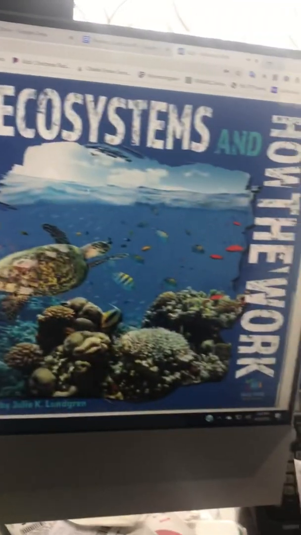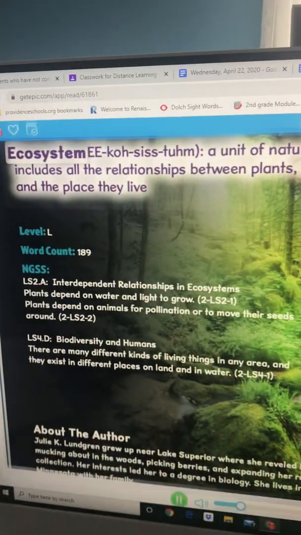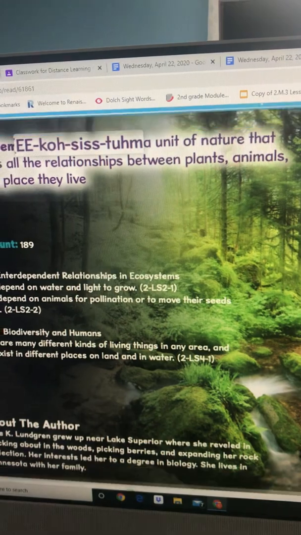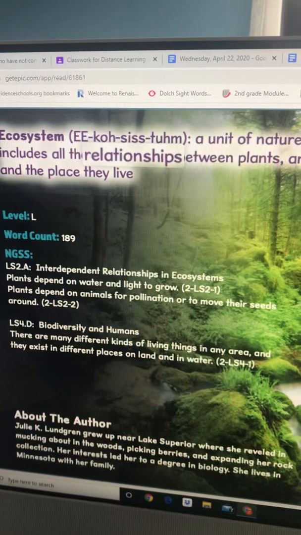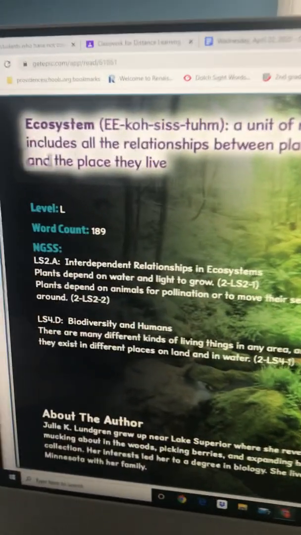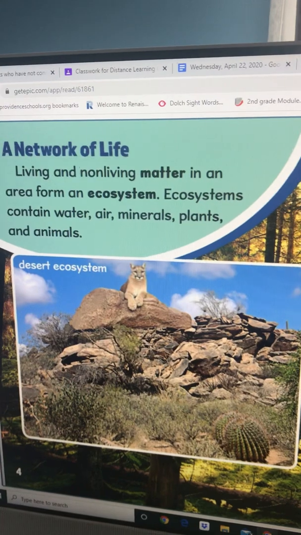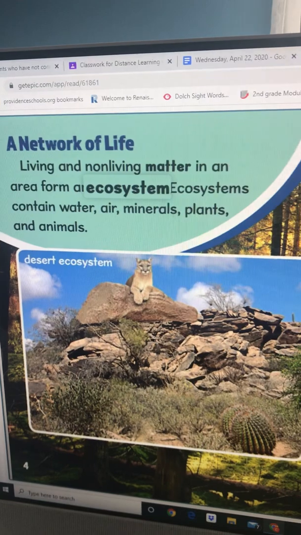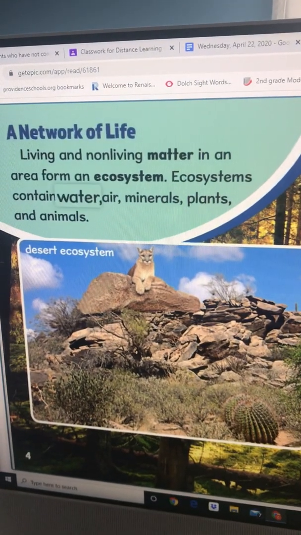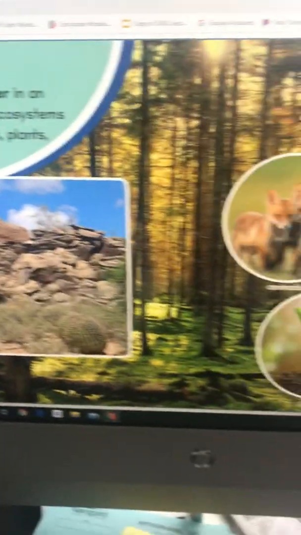Ecosystems and How They Work by Julie K. Lundgren. Ecosystem: a unit of nature that includes all the relationships between plants, animals, and the place they live. A network of life. Living and non-living matter in an area form an ecosystem. Ecosystems contain water, air, minerals, plants, and animals.